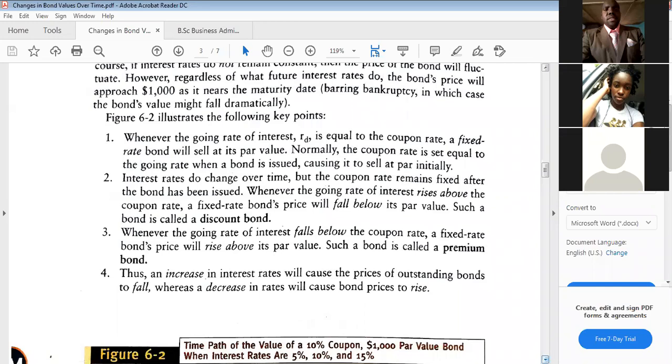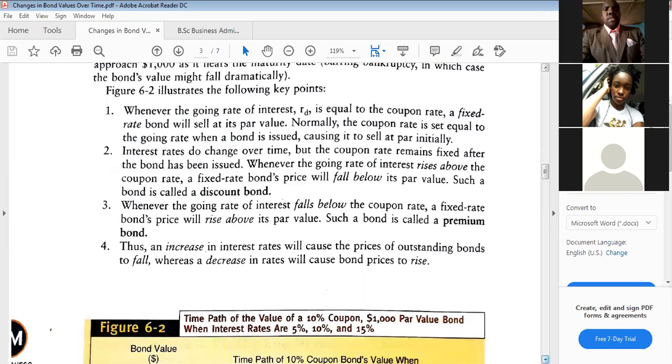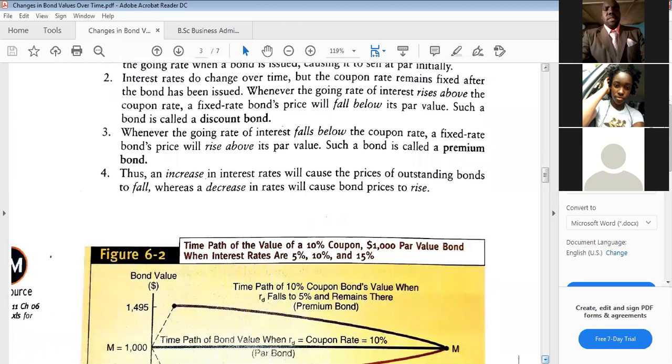All right. Again, interest rates do change over time, but the coupon rate remains fixed after the bond has been issued. Whenever the going rate of interest rises above the coupon rate, a fixed rate bond's price will fall below its par value. Such a bond is called what? Discount bond, as you saw a while ago. All right. Whenever the going rate of interest falls below the coupon rate, a fixed rate bond's price will rise above its par value. Such a bond is called a premium bond.